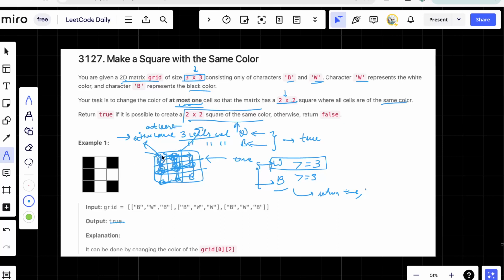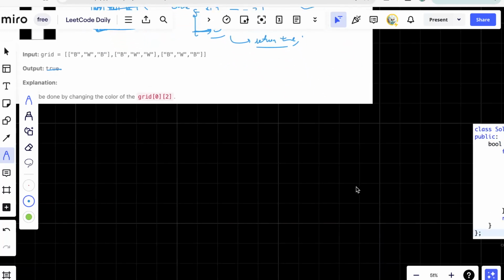So what we are going to do, we're going to simply iterate over all these 2 cross 2 grids, okay? And we're going to calculate the cells, right? So we're only going to check how many white cells are there, how many black cells are there. If white cells happen to be greater than or equal to 3, we will take it. If black cells happen to be greater than or equal to 3, then we will take it and return true, okay? Otherwise, we will return false, right? So I hope now this is clear. Let us go ahead and see the code for it.